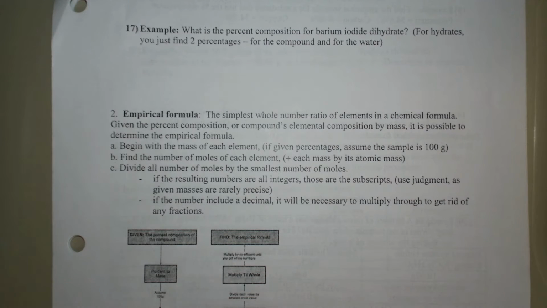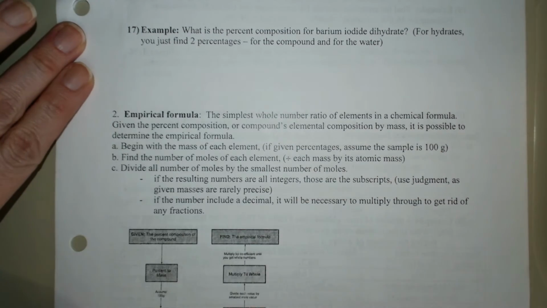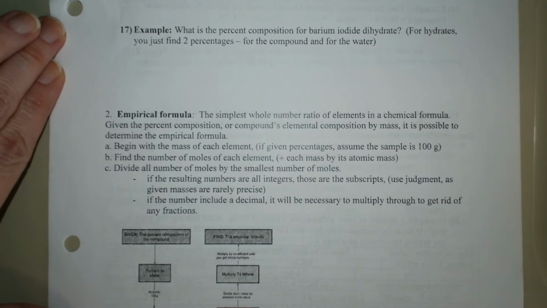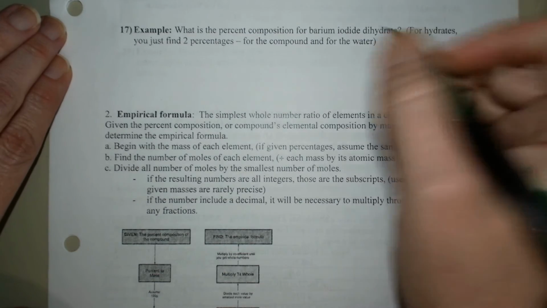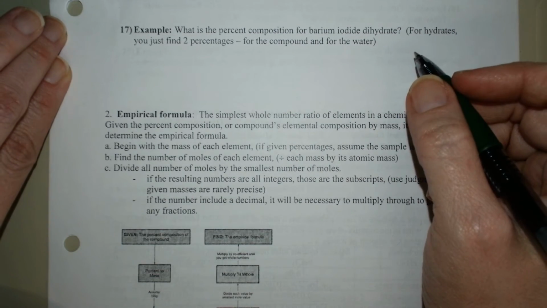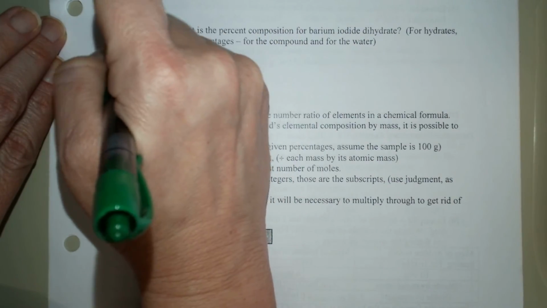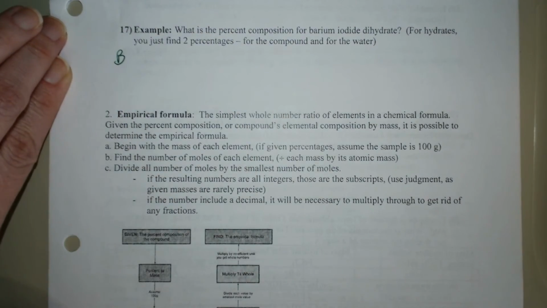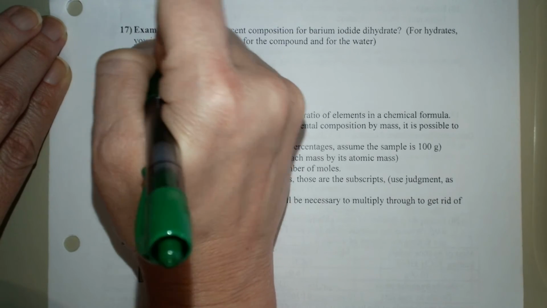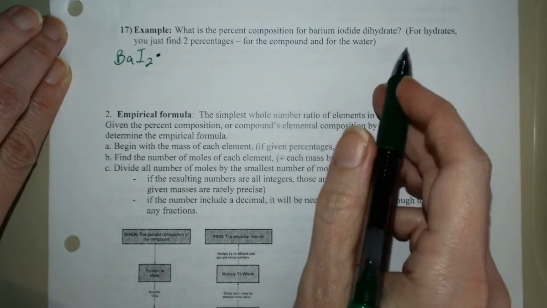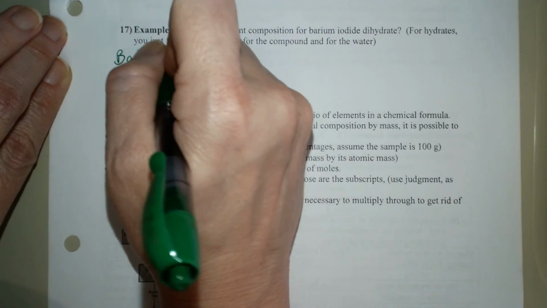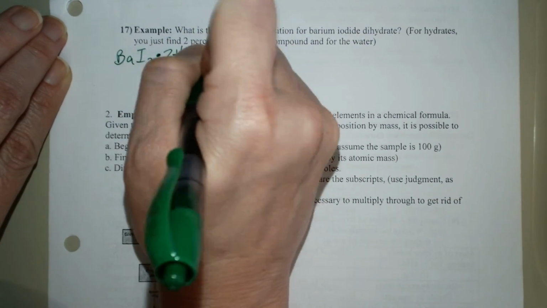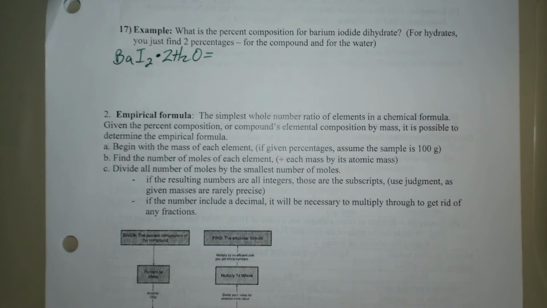All right, so it says, for example 17, what is the percent composition for barium iodide dihydrate? So what's the formula for barium iodide dihydrate? Barium is Ba, okay, and then I2 dot, what is dihydrate? 2H2O. Okay, so the first thing you have to do is find the molar mass of the whole thing. So do that real quick on your own.